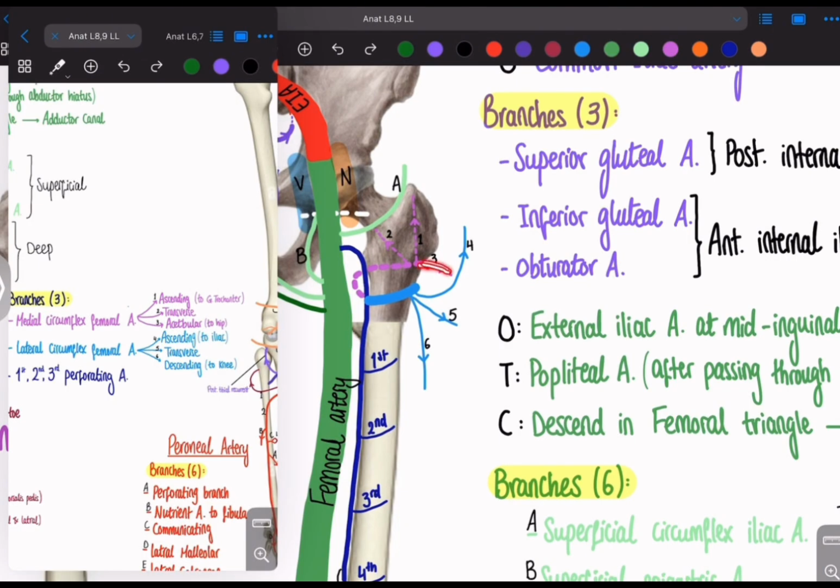So this is the acetabular branch. It's going to go where? It's going to go to the acetabulum, basically, okay? So we have the acetabular branch. So what did we say? Ascending, transverse, and acetabular branch.